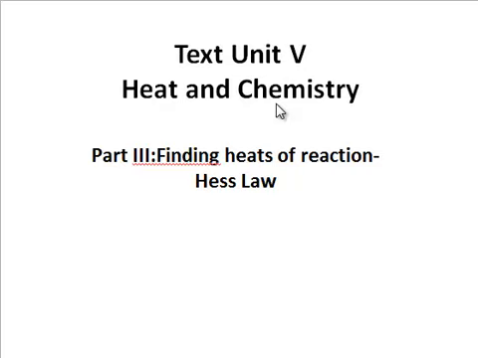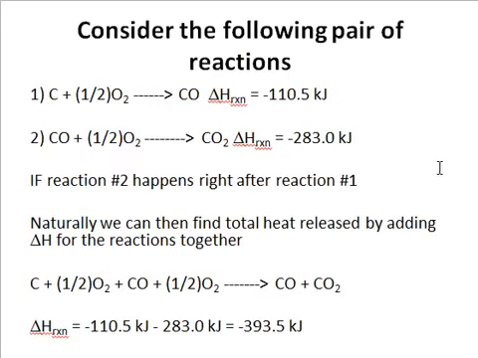This is the third lecture for Text Unit 5, which is our unit about heat and chemistry. This part is concerned with finding heats of reaction using Hess's law. To illustrate Hess's law, let's consider the following pair of reactions.